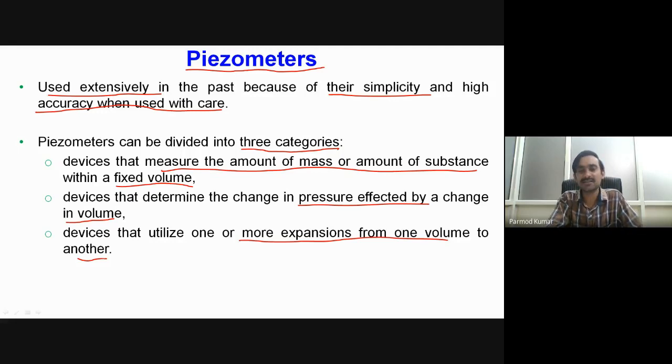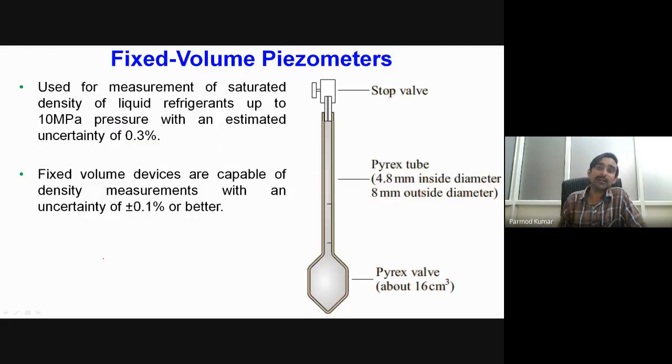Different researchers have developed different techniques for measuring density. Now let us see a few of the techniques which are mostly employed. The first type of piezometer is known as the fixed volume piezometer. In this case we have some container. In this photograph we have a fixed volume which is made of pyrex material.